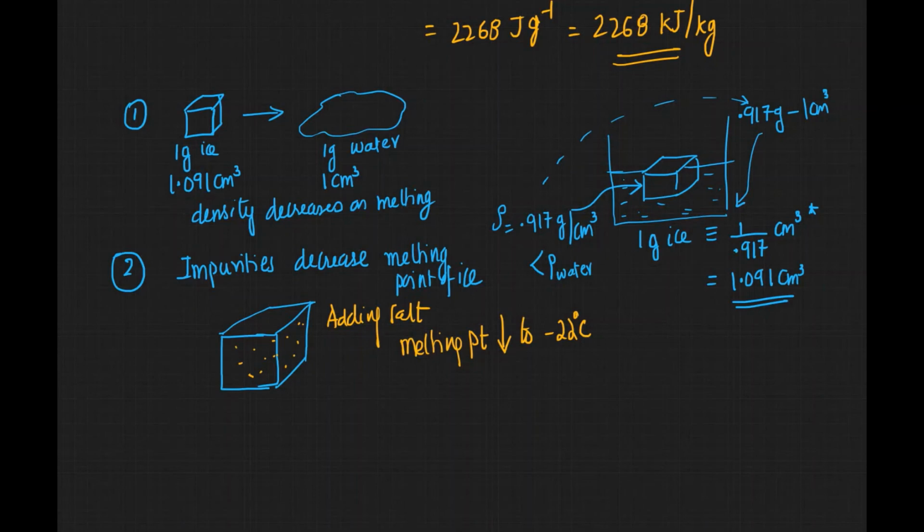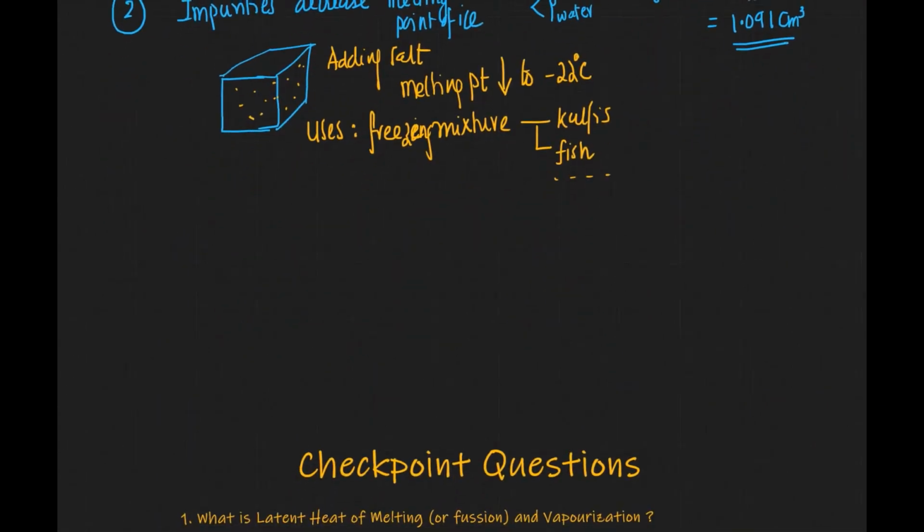So now what are the uses of this? We use this property to freeze mixtures. So we use this kind of ice as a freezing mixture. In kulfis, we also use it to freeze fish and so on.